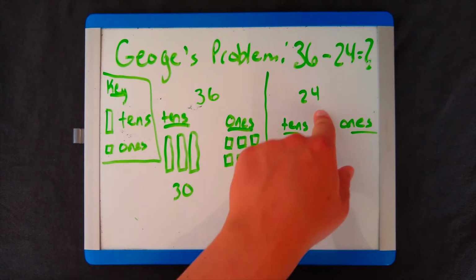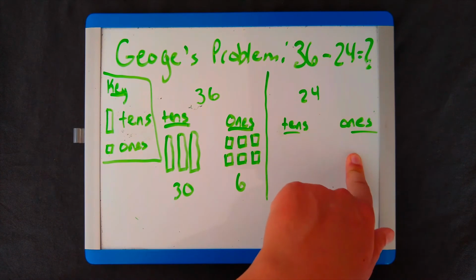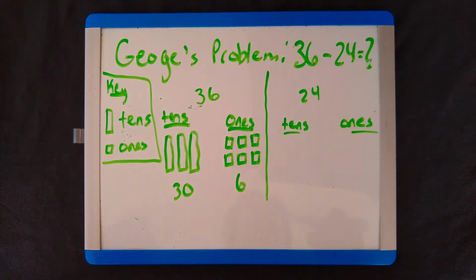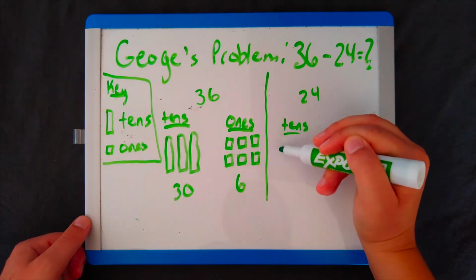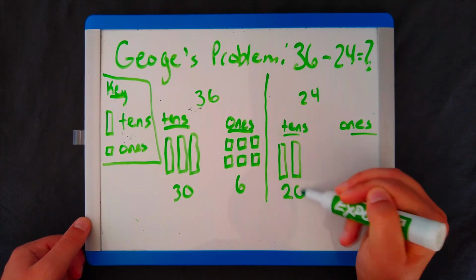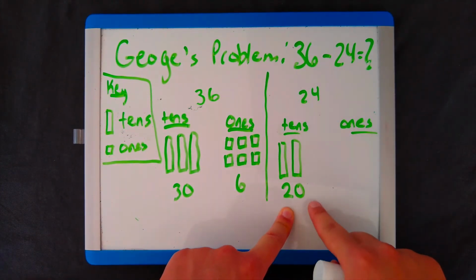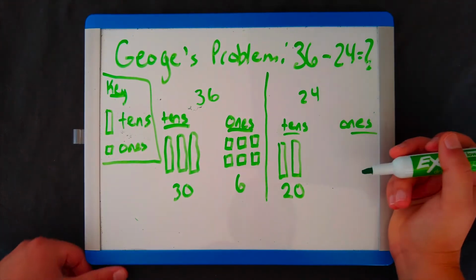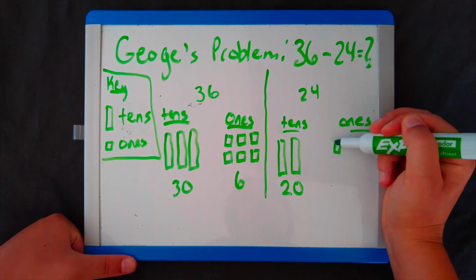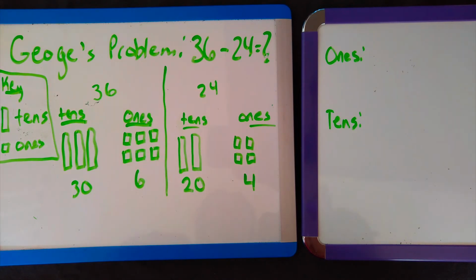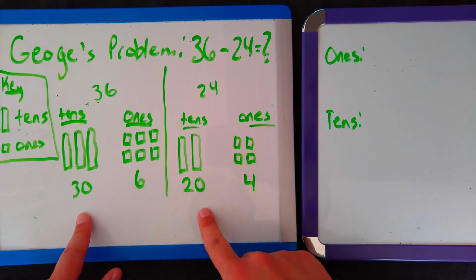Now let's break 24 into groups of 10s and 1s. How many groups of 10 are in 24? That's right, 2. So we have rectangles for 10 and then 20. Now, how many 1s do we need from 20 to get to 24? That's right, 4. So now we have 1, 2, 3, 4. Now, all we have to do is subtract or take away our 1s and then our 10s.